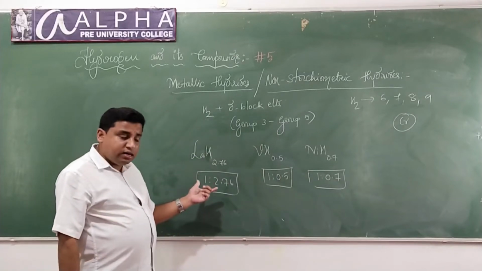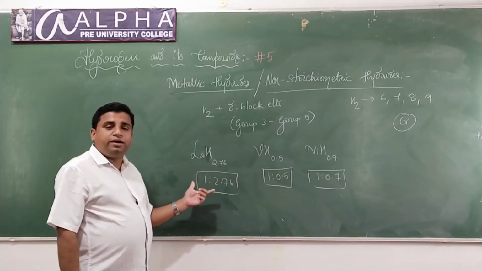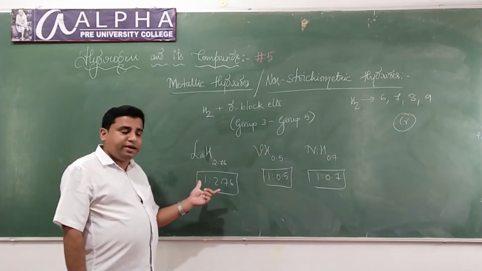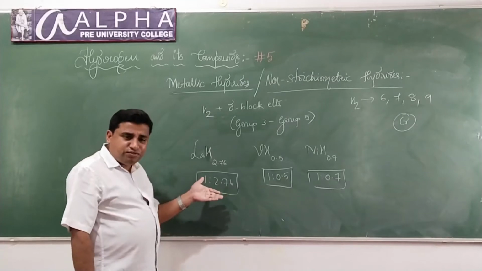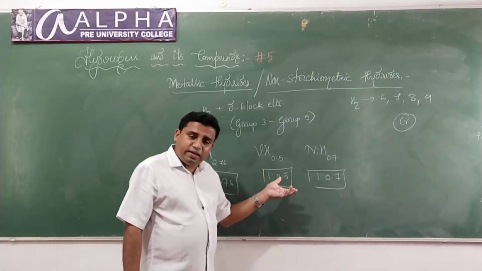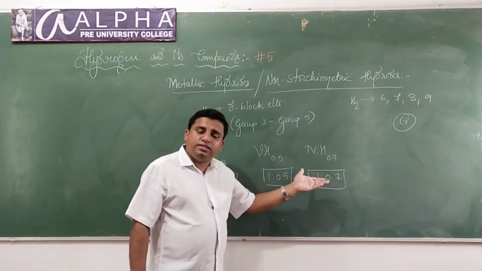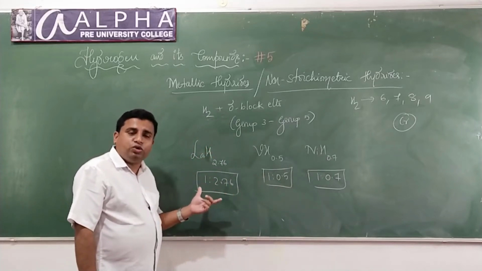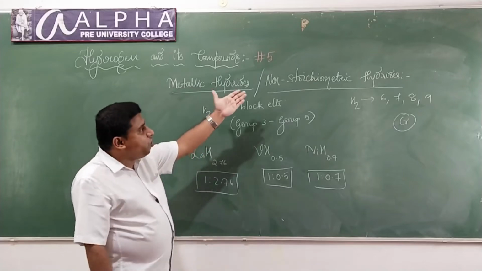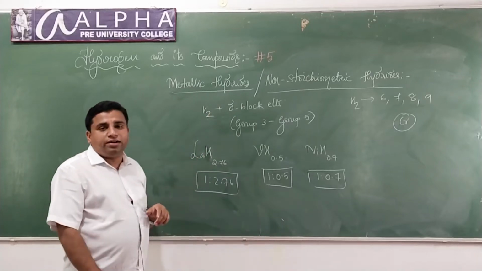That means here the ratio is not a simple whole number ratio. It is not a fixed whole number. 1 to 2.76 is a fraction, 0.5 is a fraction, 0.7 is a fraction. So here the ratio is not a simple whole number ratio, it's a fraction. That is why they are called non-stoichiometric hydrides.